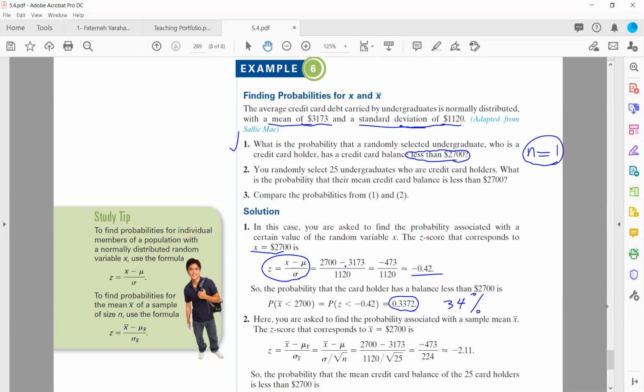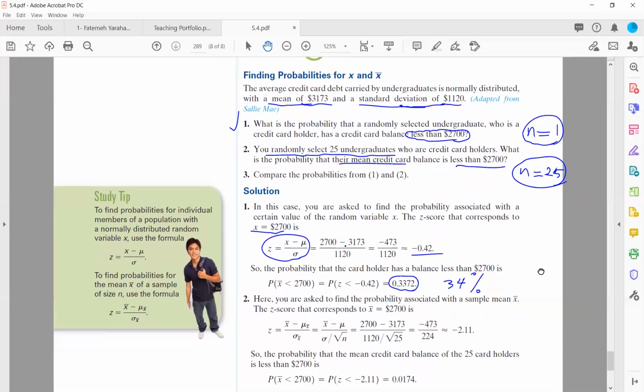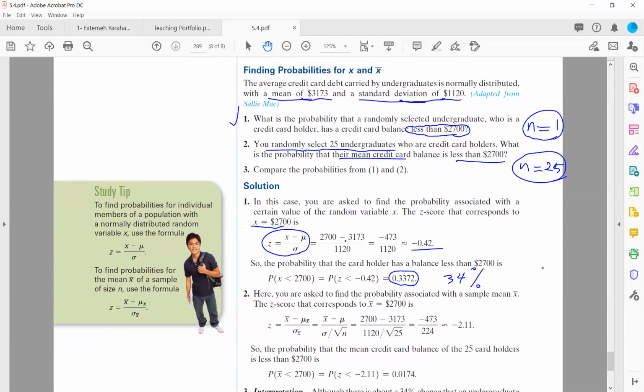Part 2. Now you select 25 students. What is the probability that their mean credit card balance is less than 2,700? N is equal to 25. So we have to use the central limit theorem to find the standard deviation and the mean. So X stays the same.